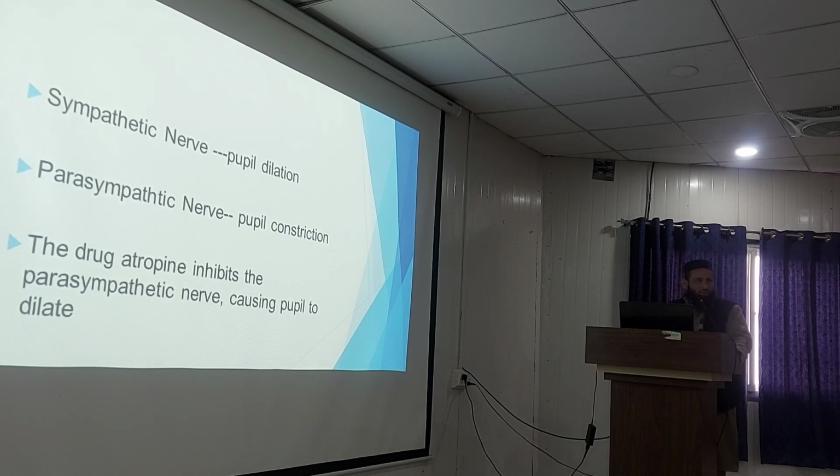So pilocarpine and atropine, one is an agonist and the other is an antagonist. What will happen to the pupil with pilocarpine? It will constrict because it will stimulate the parasympathetic fibers, which will constrict the constrictor pupillae. So pilocarpine will constrict the pupil. And what will atropine do? It will dilate because it will inhibit the parasympathetic stimulation to the constrictor pupillae.